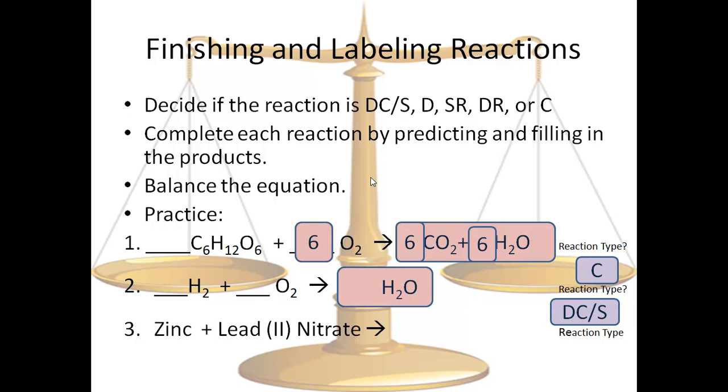2 O's on the left. Let's make 2 O's on the right by doubling. But now you've messed up your O's, or you messed up your H's actually. So double check. On the left we have 2 H's, and on the right 4 H's.